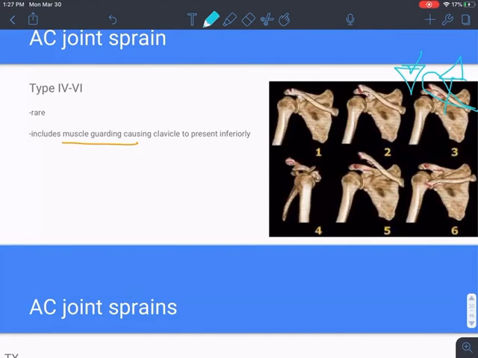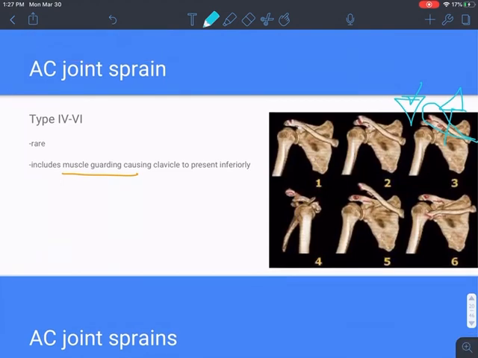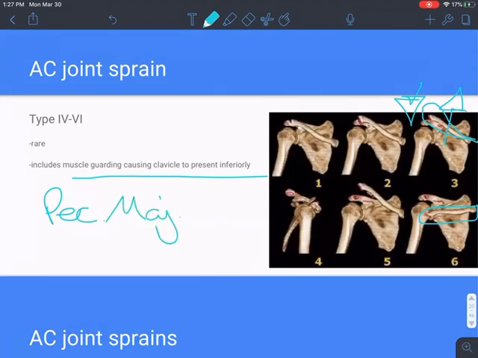But there we go. And then types 4 through 6 are really uncommon. You can see here type 6. Type 6 is where the clavicle presents inferiorly, and that's because of muscle guarding, right? So your pec major goes into muscle spasm and then pulls it inferiorly.